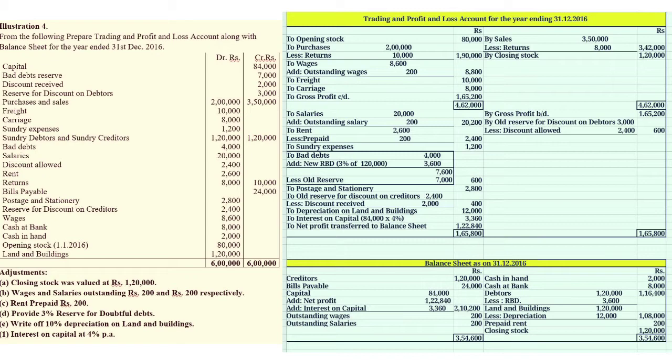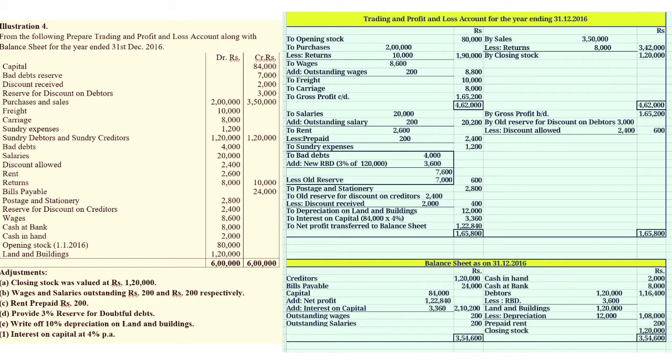Rent 2,600. So prepaid rent, go to the adjustment. Rent prepaid is 200. So prepaid expenses must be deducted from the opening balance, because that rent is not pertaining to the prevailing year, it is pertaining to the subsequent year. That's why we deduct 200 from the opening value of rent 2,600, outer column 2,400. Next is sundry expenses, no adjustment, straight away in outer column 1,200.